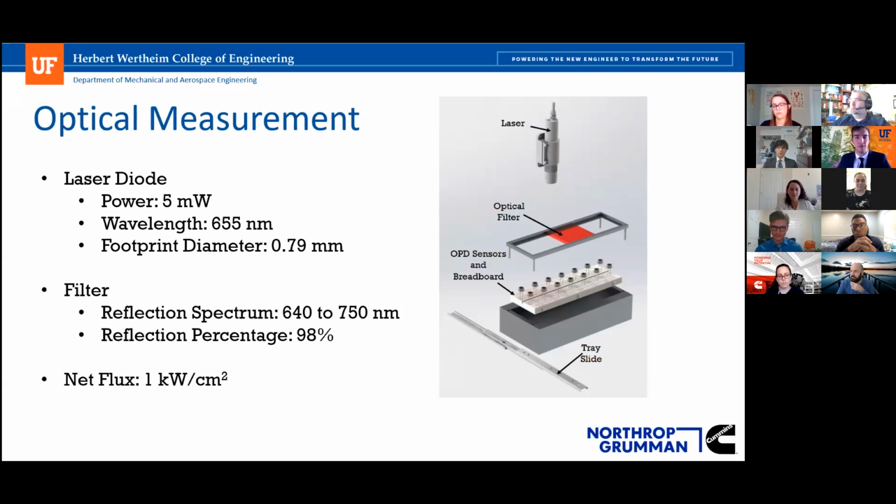Here are some specifications for the laser. The power is only 5 milliwatts, but we're able to focus that to a footprint diameter of 0.79 to get 1 kilowatt per centimeter squared. The wavelength is 655 nanometers, which is slightly above the customer requirement, but is better suited to the distribution in the filter for our reflection spectrum. And we're able to achieve the flux of 1 kilowatt per centimeter squared.